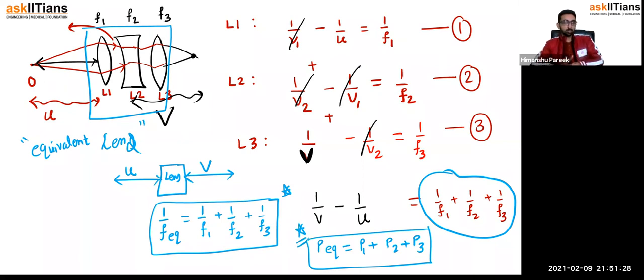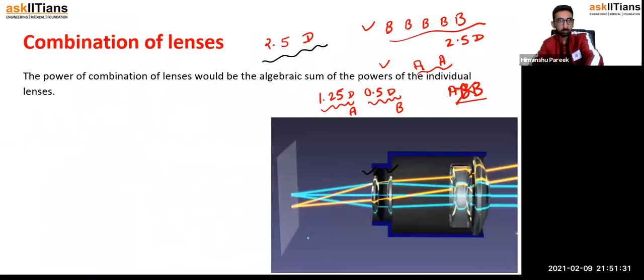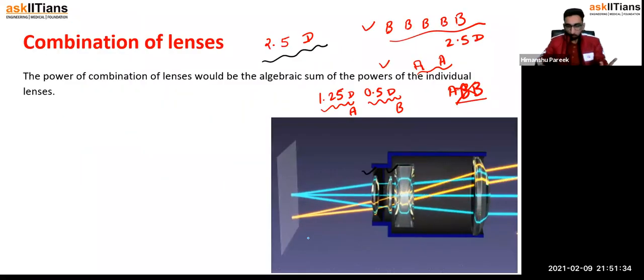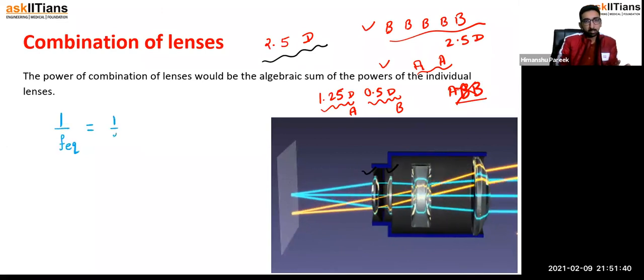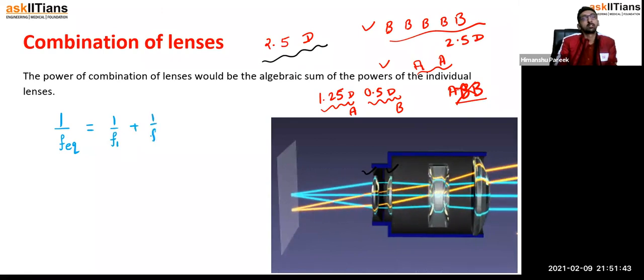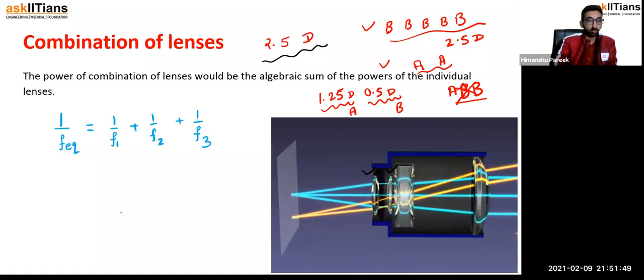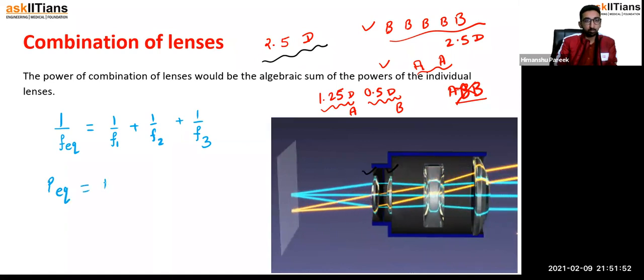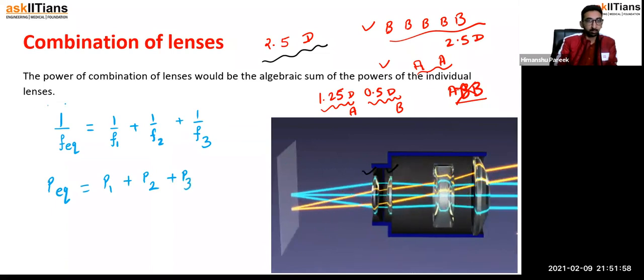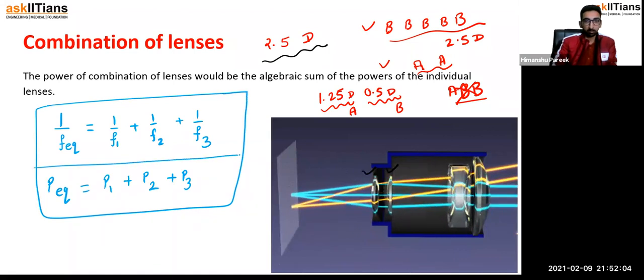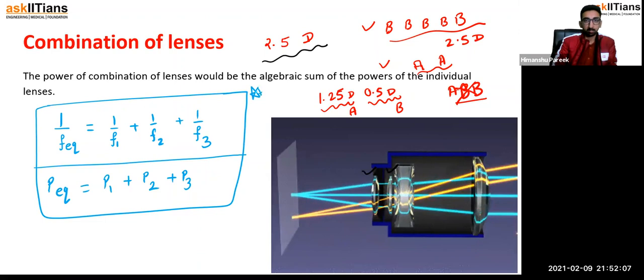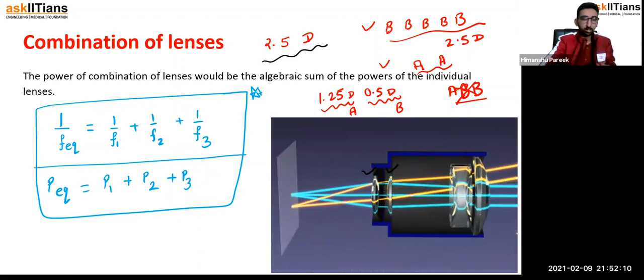Okay, so that's what I wanted to tell you on the topic of combination of lenses. In the combination of lenses, what did we see in the end? That 1 by F equivalent is equal to 1 by F1 plus 1 by F2 plus 1 by F3. And at the same time, we saw that equivalent power was equal to P1 plus P2 plus P3. Perfect. So that's what we call the combination of lenses.